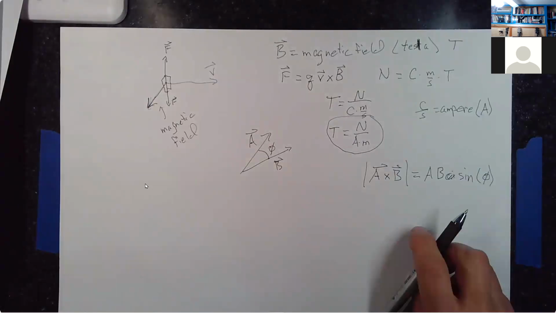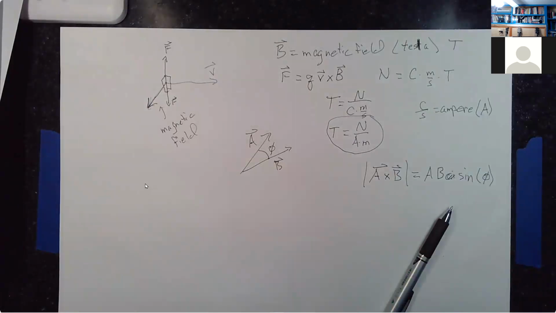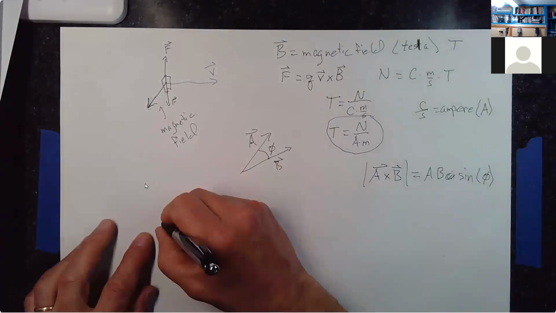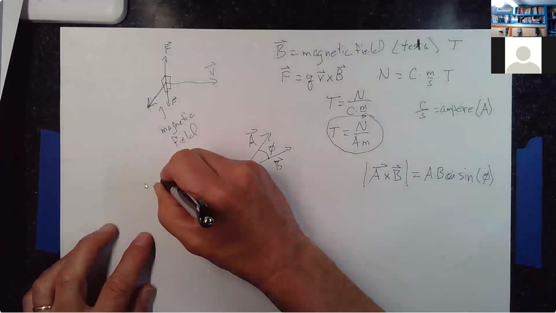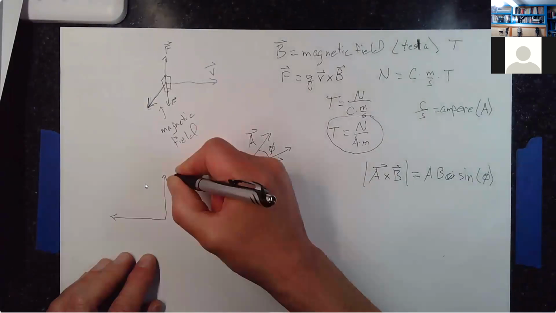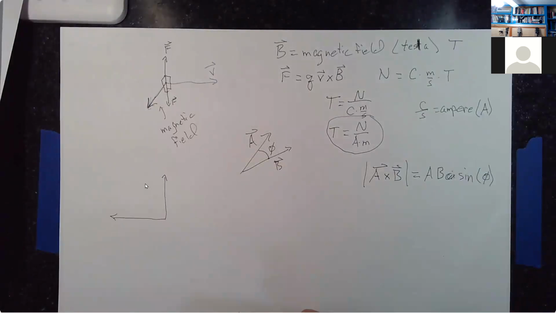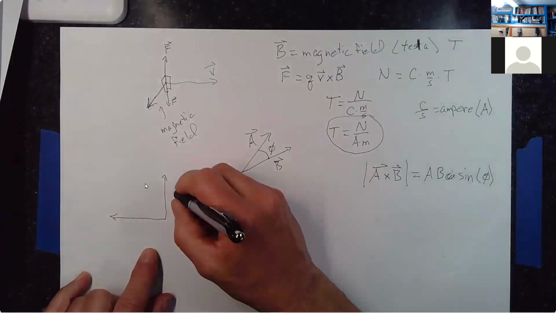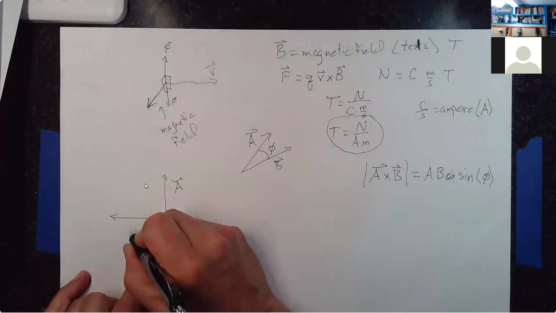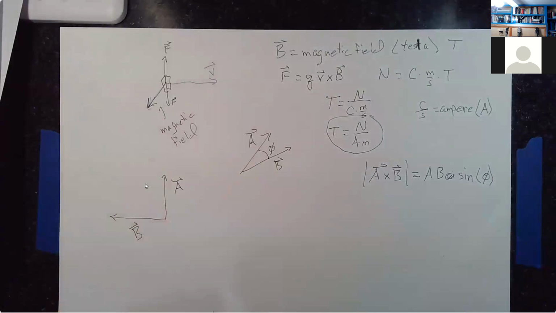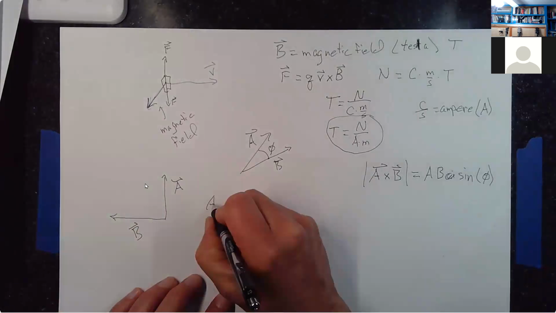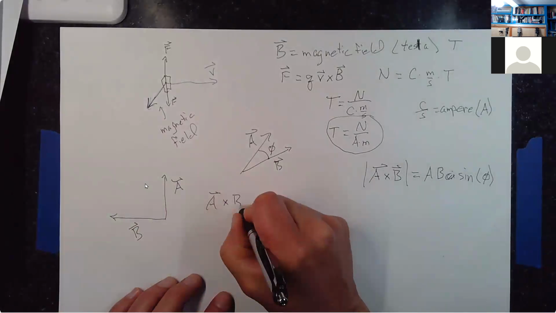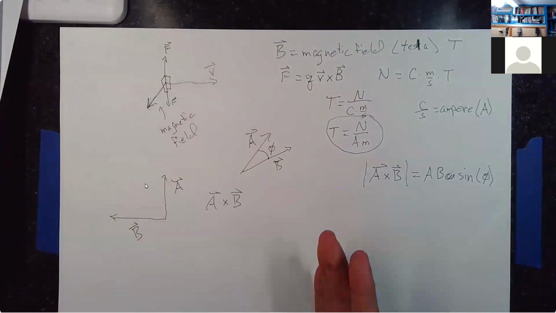And that part's a little bit weird. So what about the direction of this cross product? Okay, you may find this kind of hard, but we're going to use something called the right-hand rule to determine the direction of a cross product. If I have a vector A here and a vector B here, A cross B, to figure it out, I'd like you to have an intuitive feel for the direction that these vectors are going to point.